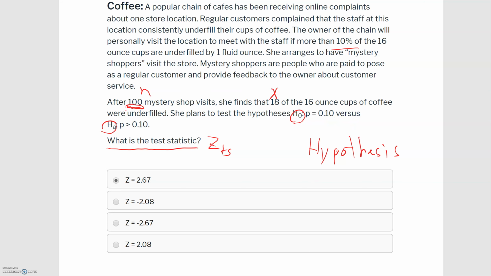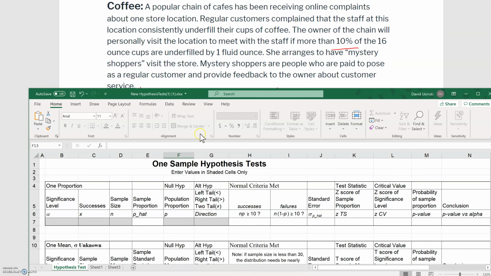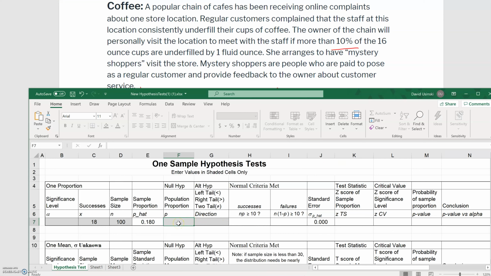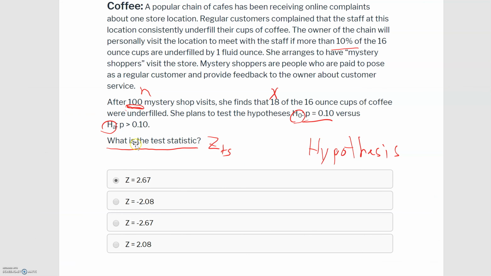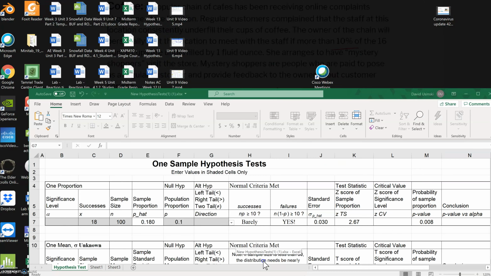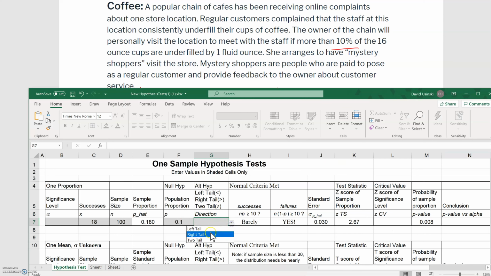Okay, so let's open up the template and type in these numbers. So we had 18 successes, pardon me, out of 100 mystery shoppers. And then the null hypothesis, so let's go back and double check what our null hypothesis would be. Our null hypothesis is the proportion is 10%. So let's go back to our template here and put in 10%, or 0.10. And the direction, let's see what they wanted. They wanted greater than. So they wanted to see if the number of cups that were underfilled was greater than 10%. So I would pick right tail.